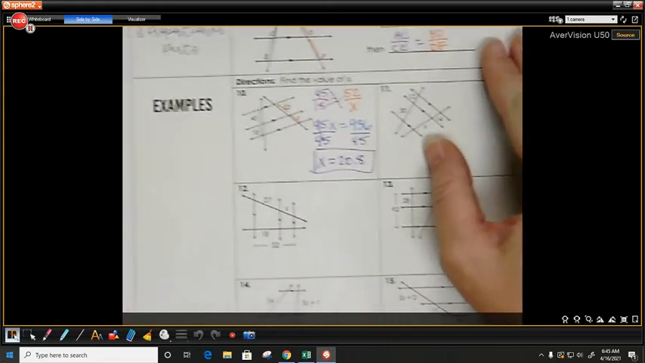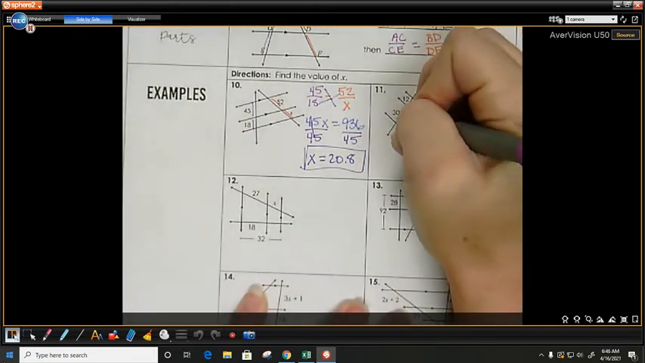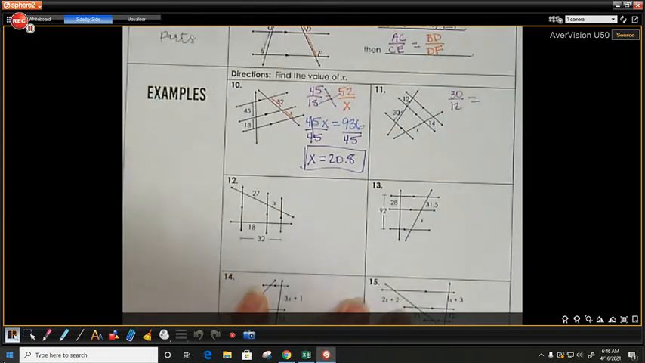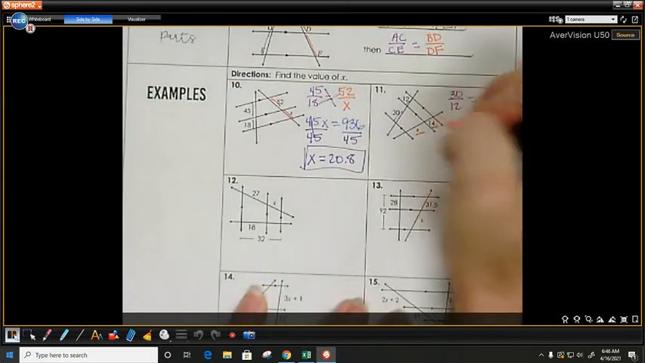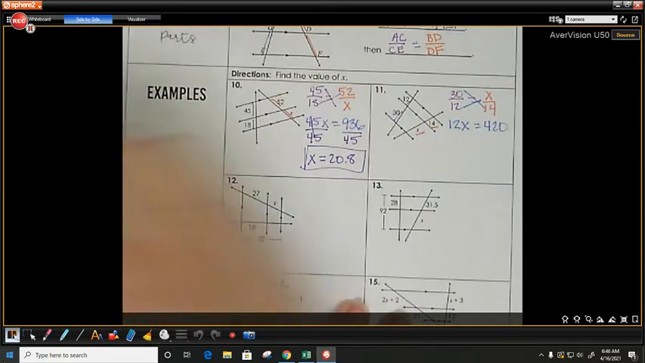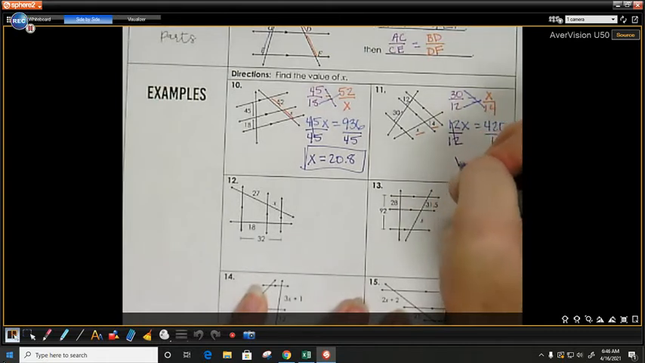Okay. So this next one, all three of the lines are parallel. So we can set up a ratio between our sides. So I can say 30 over 12 is equal to x over 14. So then I'm going to cross multiply, and I get 12x equals 420. And I'm going to divide both sides by 12 to get x alone, and I get x equals 35.